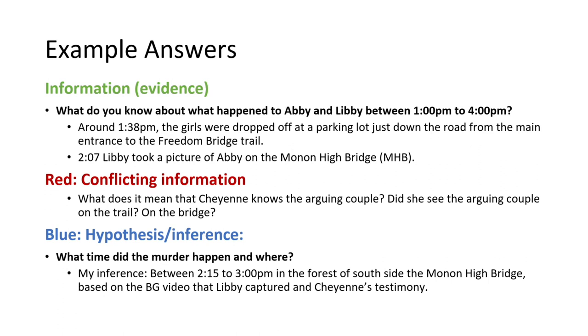The information that Cheyenne gave was not clear about the arguing couple. That's the information I wanted to know more about. When Cheyenne says she knows the arguing couple, what did she mean by that? Did she mean that she knows them as a neighbor, as a friend? Or did she recognize them on the bridge? If I have more information, I can pin down closer times when the murders happened.